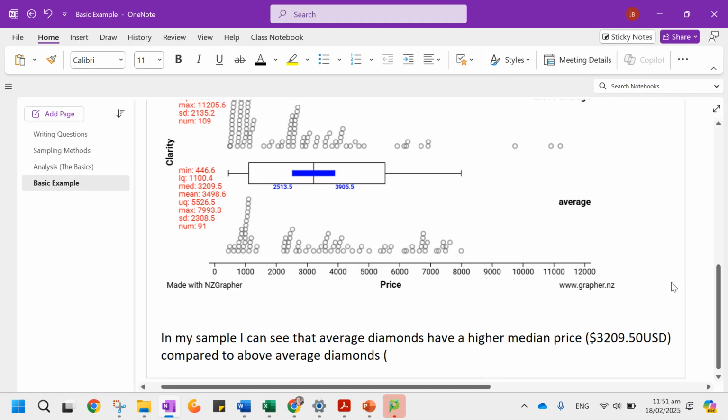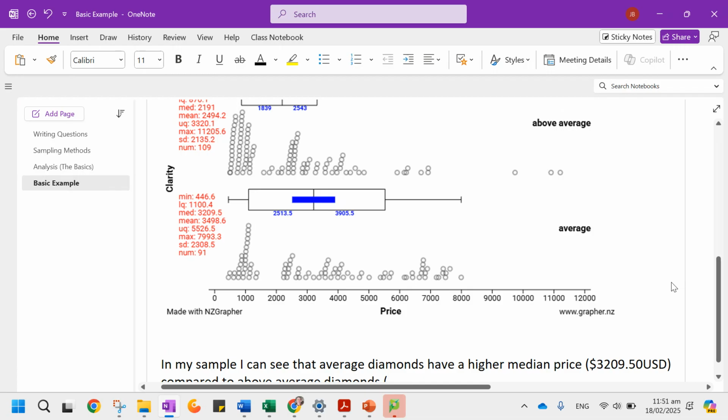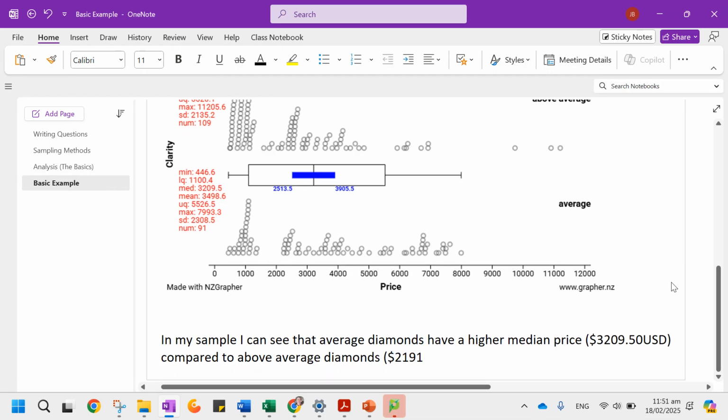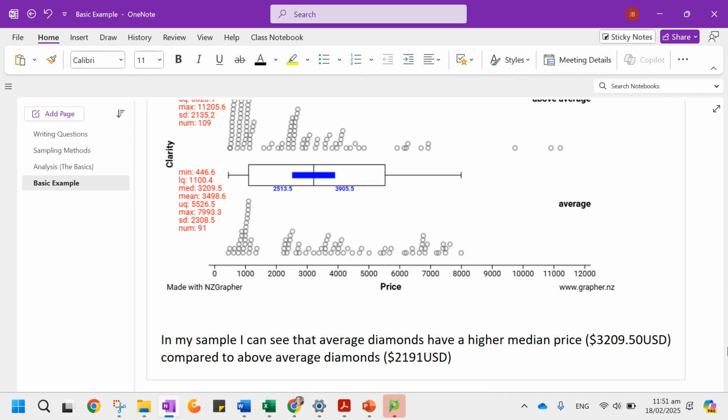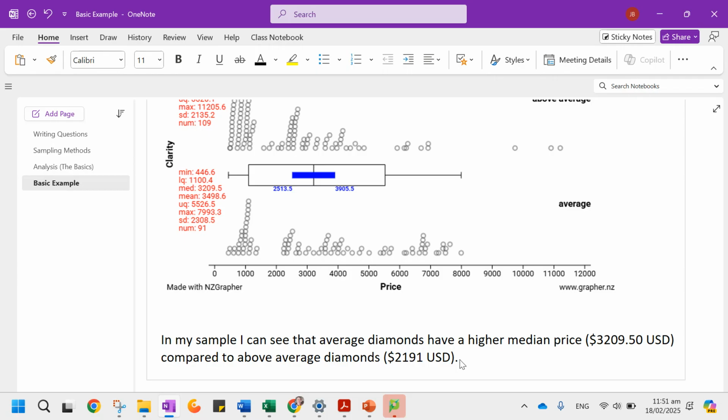Context is important. What you're talking about is important. So they have a higher median. That's what I'm talking about. I'm talking about the average diamonds compared to the above average. And I have put my evidence. What is it? 2191. I don't have to write US dollars every single time because I did write it in my question. So it is in my introduction. That is sufficient. You actually don't have to write anything more than that.